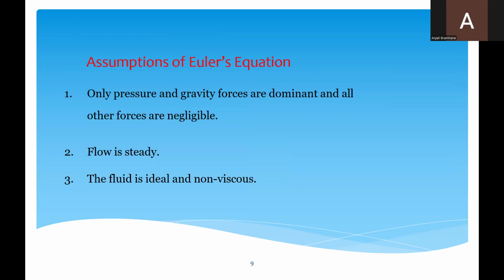Next is assumptions of Euler's equation. There are three assumptions. First is only pressure and gravity forces are dominant and all other forces are negligible. The second assumption is flow is steady. And third is the flow is ideal and non-viscous.